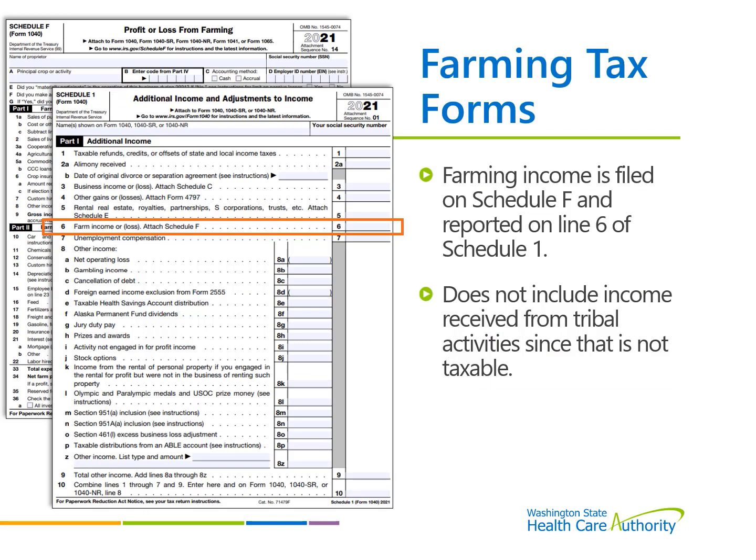Farming tax forms. The farming income is filed on Schedule F and reported on line 6 of Schedule 1. This does not include income received from tribal activities since that is not taxable.